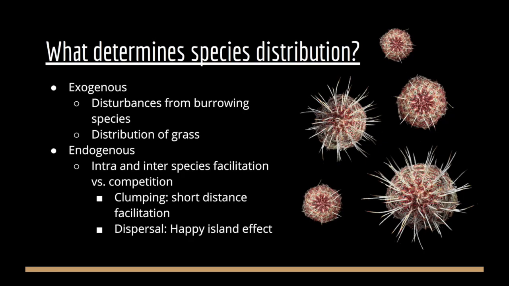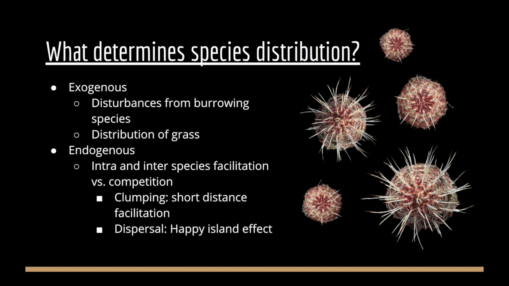So what exactly determines species distribution? There are two main drivers behind species distribution patterns: exogenous and endogenous forces. Exogenous forces are at play when something else out there has made a pattern of distribution, either patchy or uniform, and then the species at hand is just tracking that distribution. For example, this could be caused by other organisms such as gophers or voles that dig up dirt, and then the cactuses will grow on that exposed soil, following the rodent's pattern of disturbance.